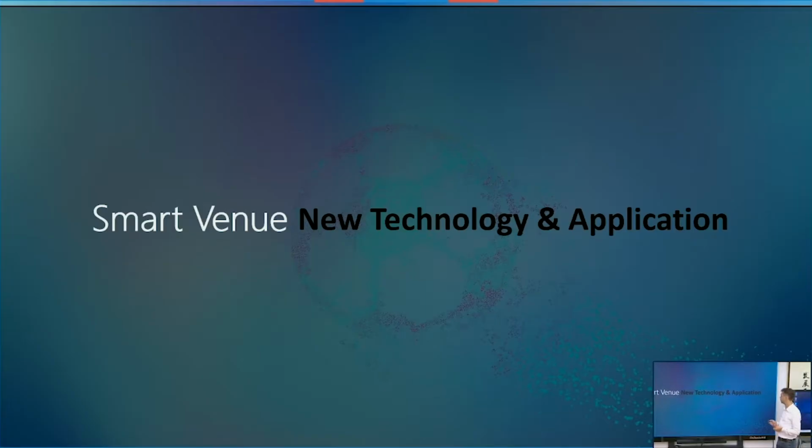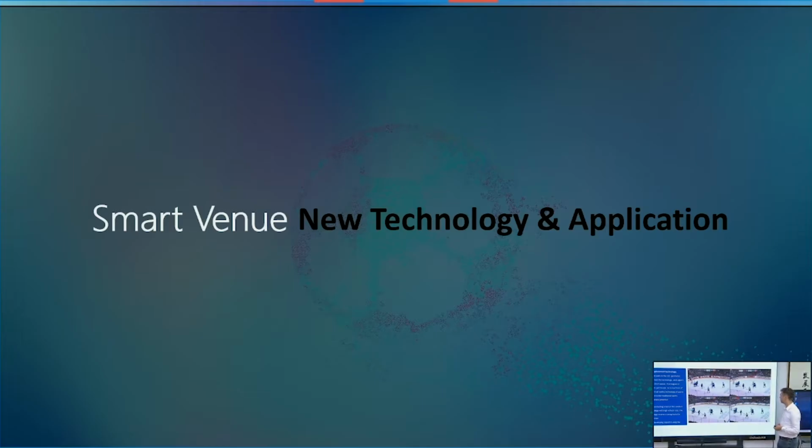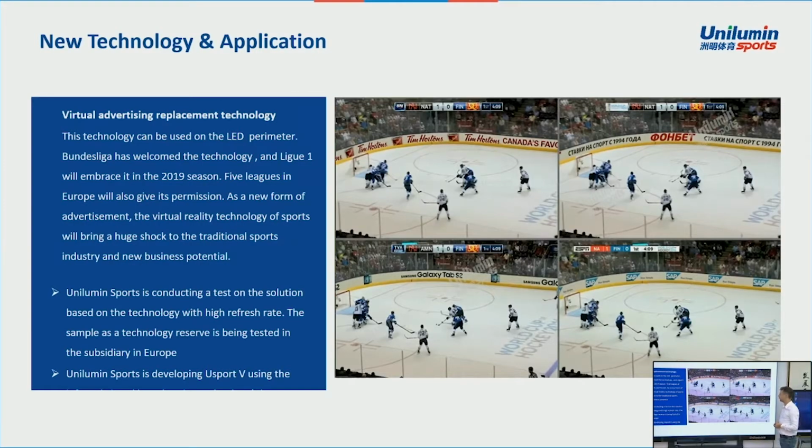Let's go to the next part about the new technologies and applications. Here we can see the ice hockey match in one arena, one match, same game moment, but we see different advertising on the dashboards. So it's possible to achieve with special technology. We call it visual advertising replacement.